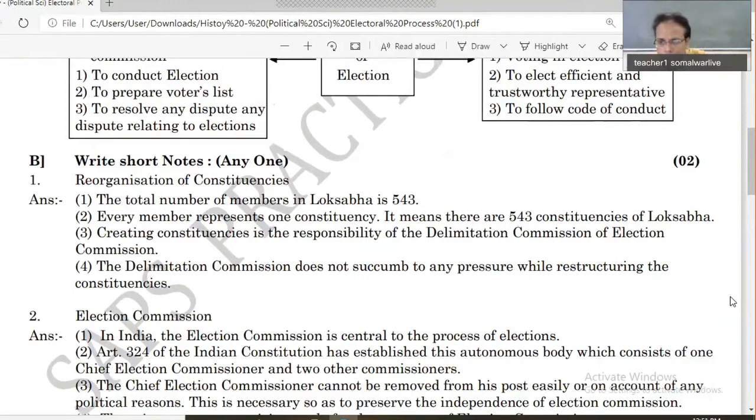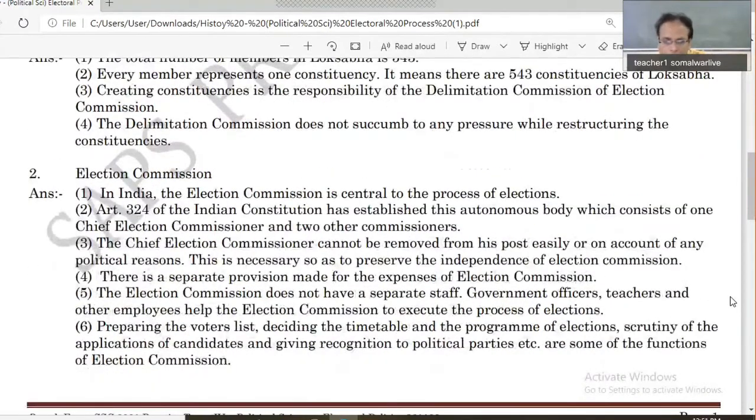The last two points are very important. They must be mentioned. Creating constituencies is the responsibility of the delimitation commission of the election commission. The delimitation commission does not succumb to any pressure while restructuring the constituencies. Is it clear? This is one of the bodies of the election commission that is responsible for creating constituencies, because after a particular period there is a change in demography, and it is essential to bring a few changes.